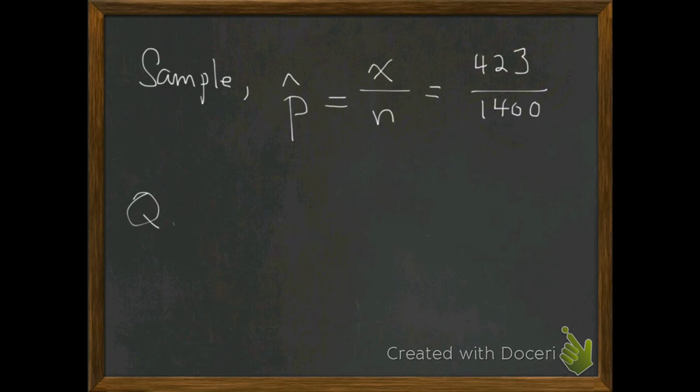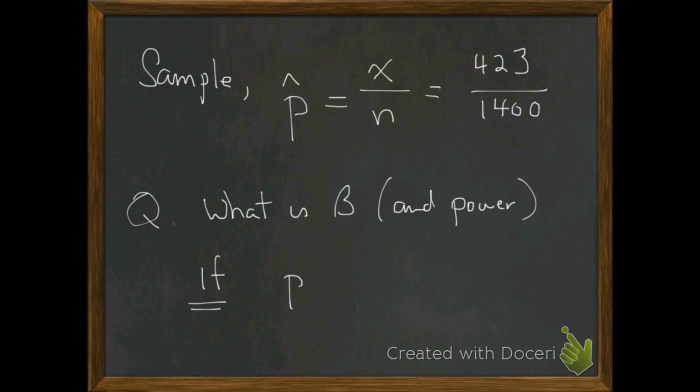what is the probability of a type 2 error and power if the true value of p is 0.29? Now, following what we did in the previous problem, the very first thing I want to do is examine the hypothesized distribution.